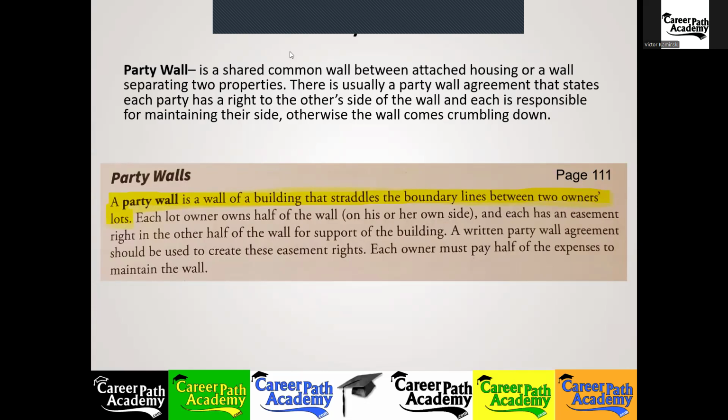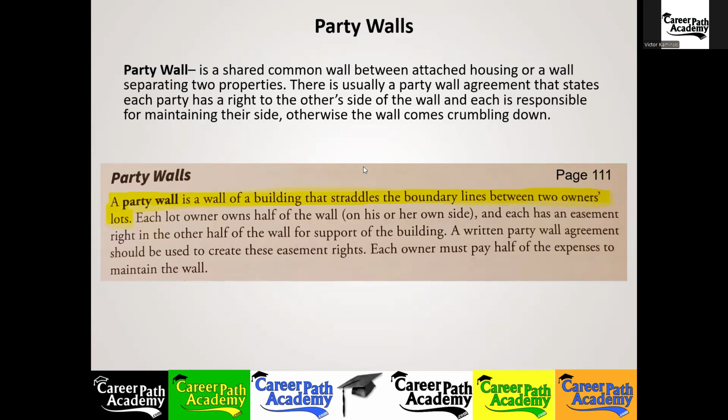A party wall is a shared common wall that straddles the property line of two properties and separates them. Now, for attached housing, the common wall would be like where you have a duplex with a side-by-side unit, or townhouses. There's a party wall that's common, between the two different units of shared housing.